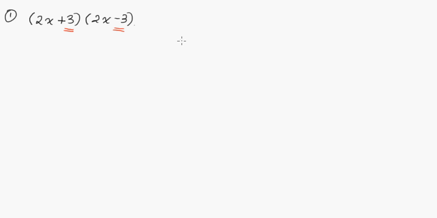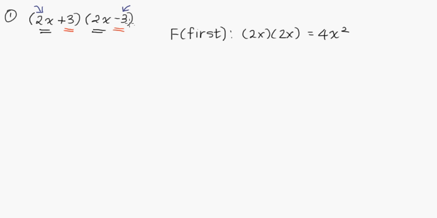Okay, so let's start with first. Use each of the first terms of each factor. So that's 2x times 2x. 2 times 2 is 4 times x, which is x squared. Then get the outer terms, so that's 2x times negative 3. 2 times negative 3 is negative 6, times x is negative 6x.